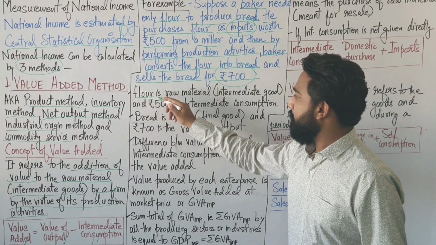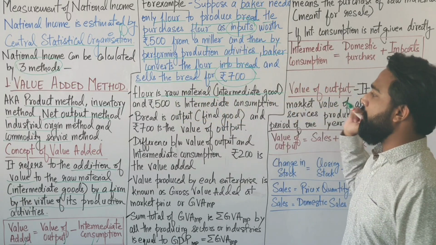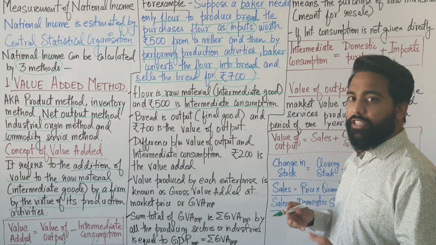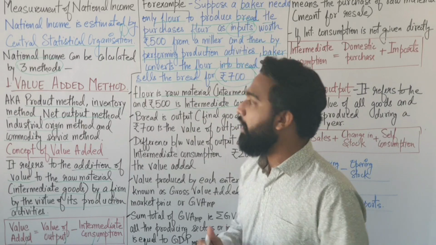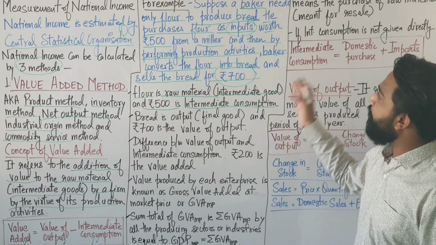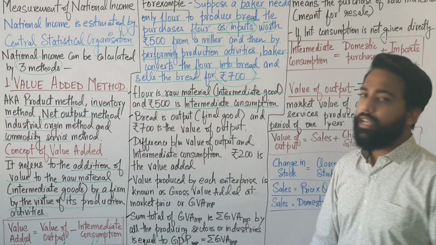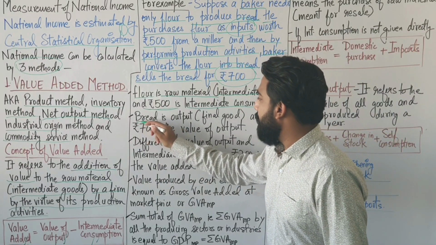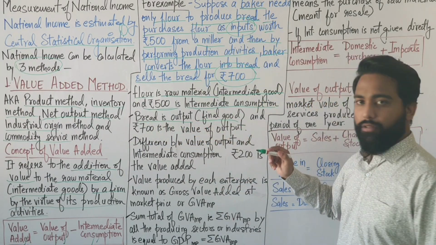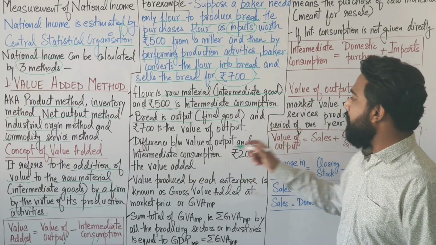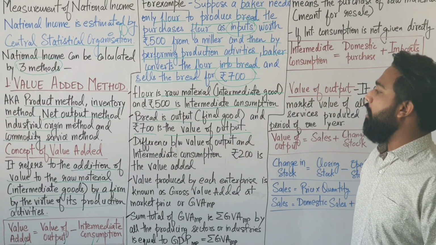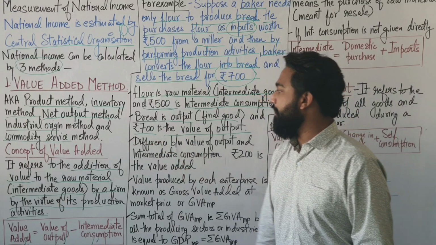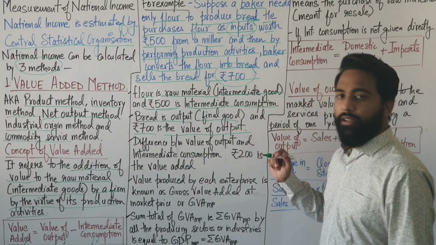The flour is a raw material, which is an intermediate good, and 500 is the intermediate consumption. The expenditure which is done by a firm on the intermediate goods is known as intermediate consumption, and for purchasing the raw material rupees 500 is being spent, which is known as the intermediate consumption. Now students, bread is the output, the final good. Bread is the final good and 700 rupees is the value of output. The value of bread is rupees 700, which is the final good.